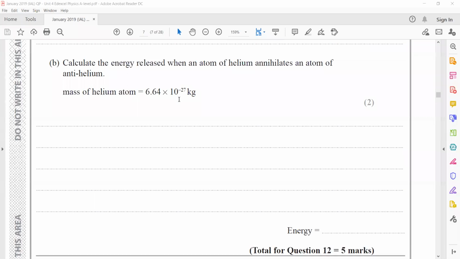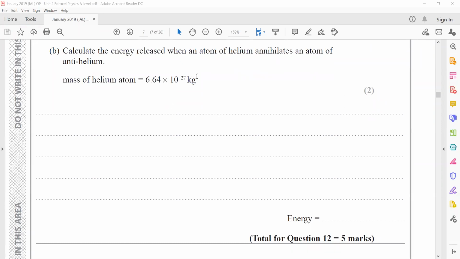Calculate the energy released when an atom of helium annihilates with an atom of anti-helium. The mass of the helium is given. So basically, when matter and antimatter combine together, they annihilate and release energy. So we have to calculate how much energy is released. We have the simple formula E equals mc squared, which shows how much energy is released.